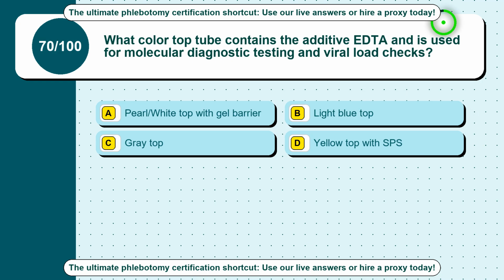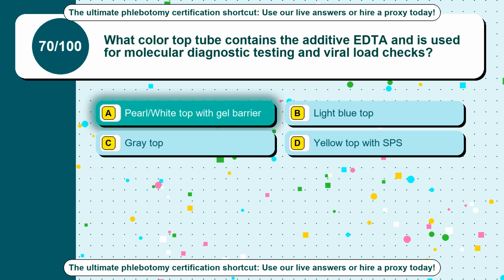Question 70. What color top tube contains the additive EDTA and is used for molecular diagnostic testing and viral load checks? Option A, pearl/white top with gel barrier. Option B, light blue top. Option C, gray top. Option D, yellow top with SPS. The correct answer is option A, pearl/white top with gel barrier.